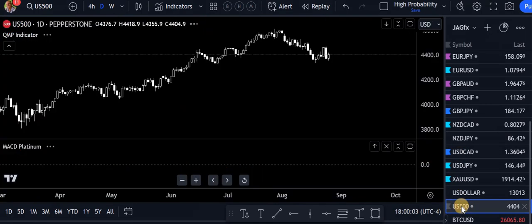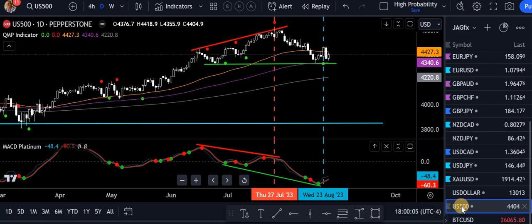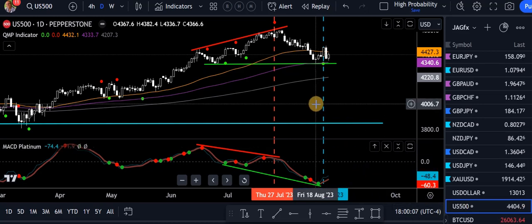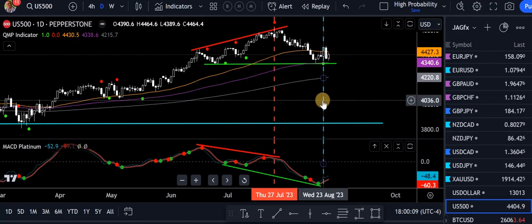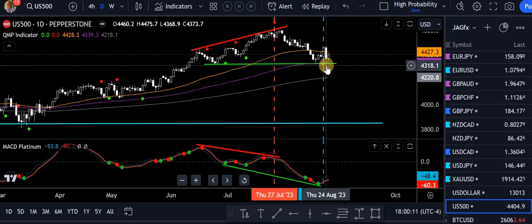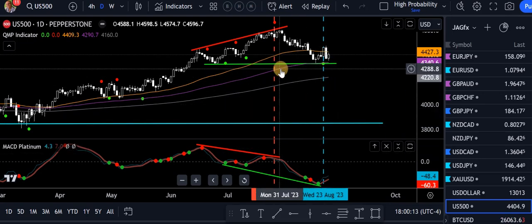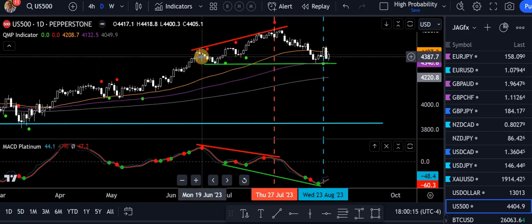All right, US 500, which is a stock market, basically did the same as the US dollar. The correlation there. Signal was a buy, then bang, Thursday was this big bearish, the opposite. So we had a sell up here.